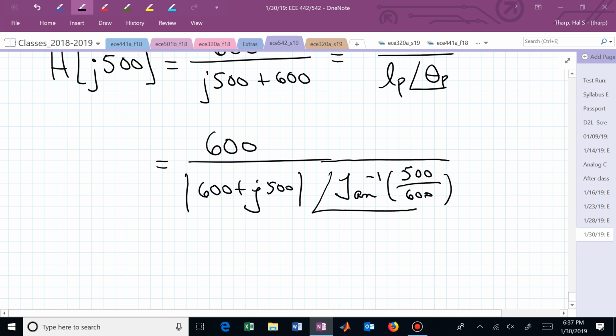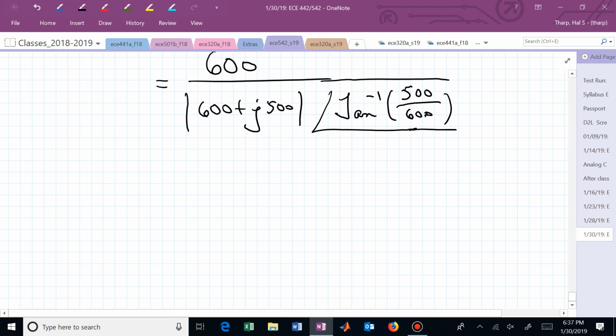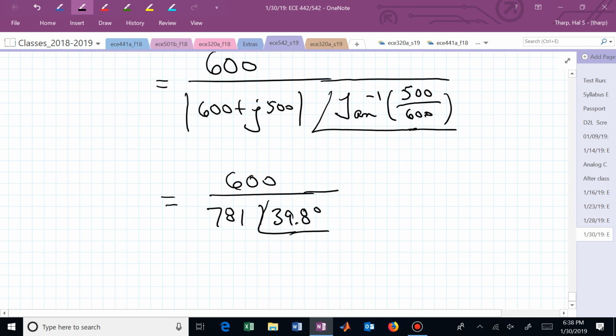over the adjacent. And that should be an angle less than 45 degrees, which is what our Bode plot told us. This is now 600 divided by 781 at an angle of about 40 degrees, which is what I said it was. So now this is 600 divided by 781, giving us 0.768 at an angle of minus 39.8 degrees.